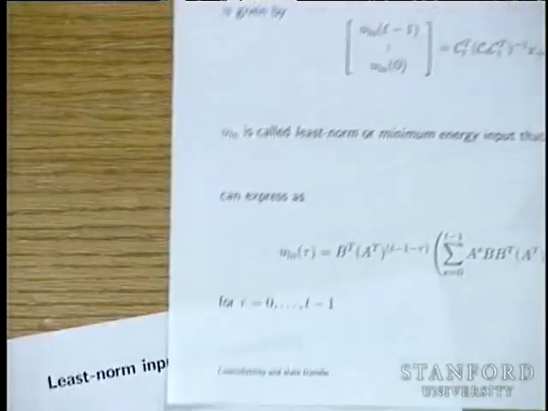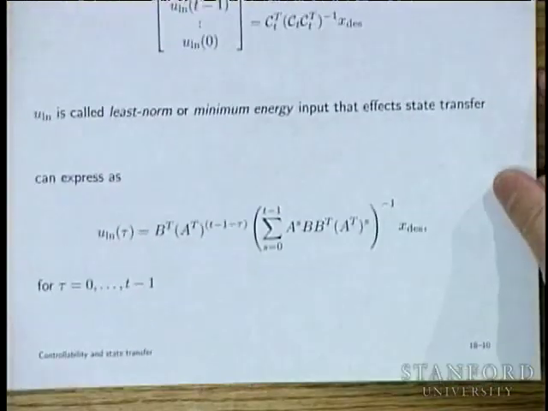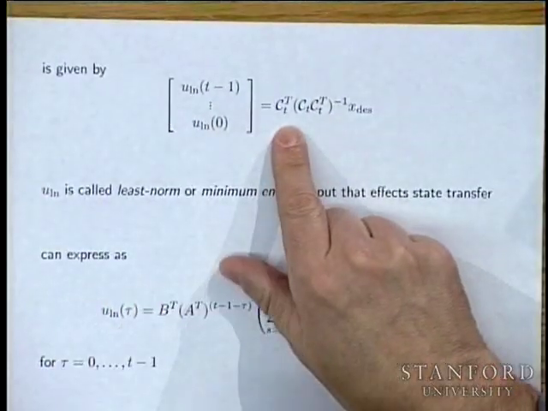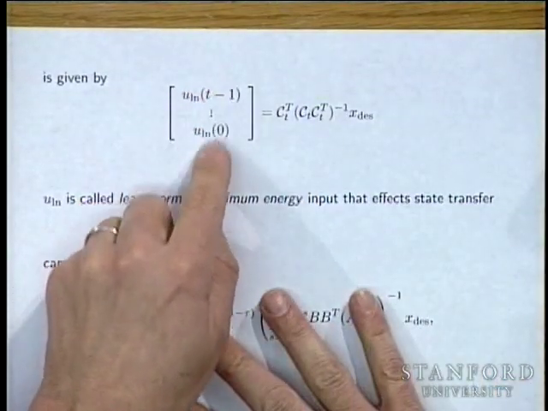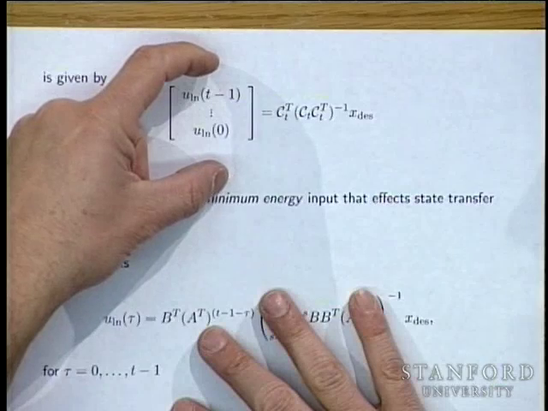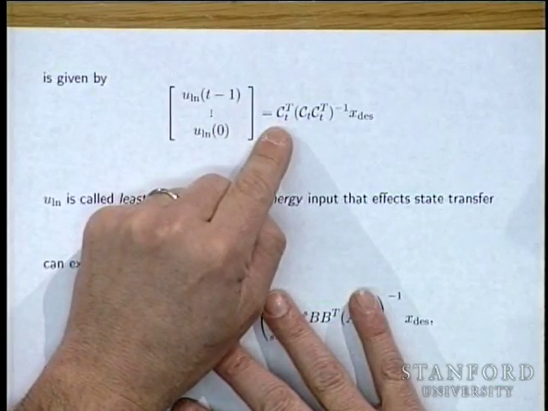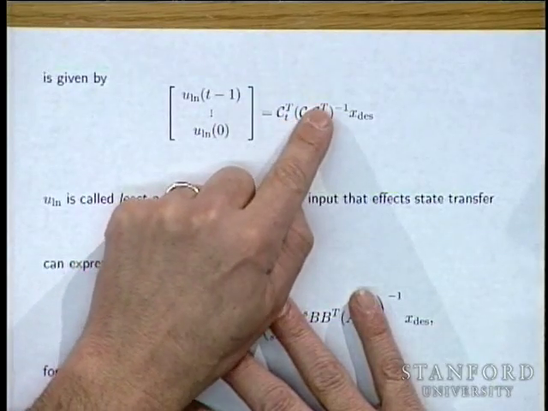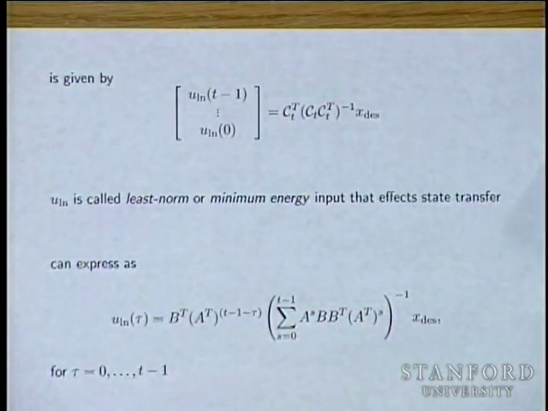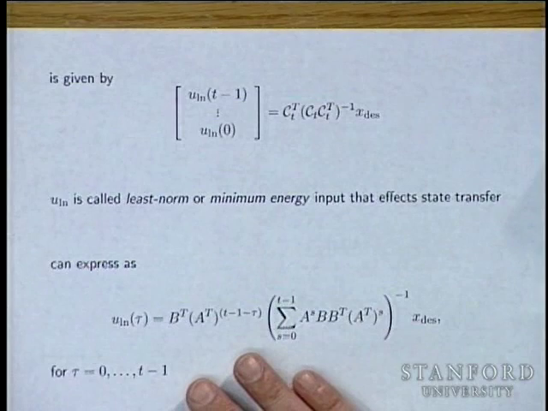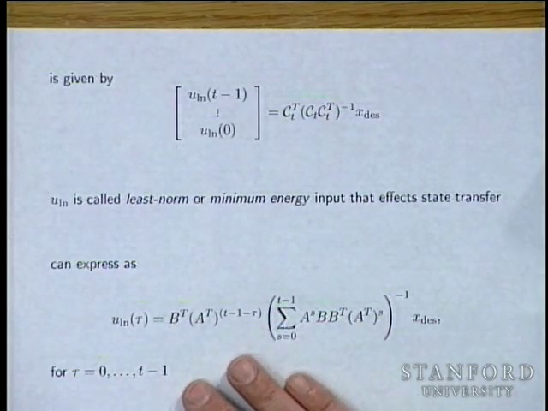Okay. Well, I mean, this is nothing. We know how to do this. This is just a fat full rank matrix. The least norm solution is this. It's the inputs, stacked running backwards in time. It's CT transpose times CT CT transpose inverse times x desired. And that's it. So that's called the least norm or the minimum energy input that effects the given state transfer.